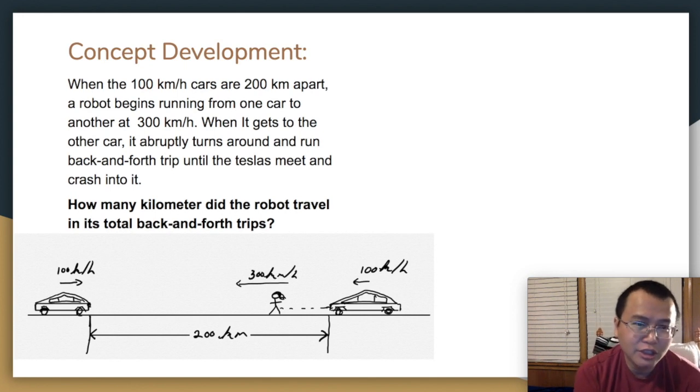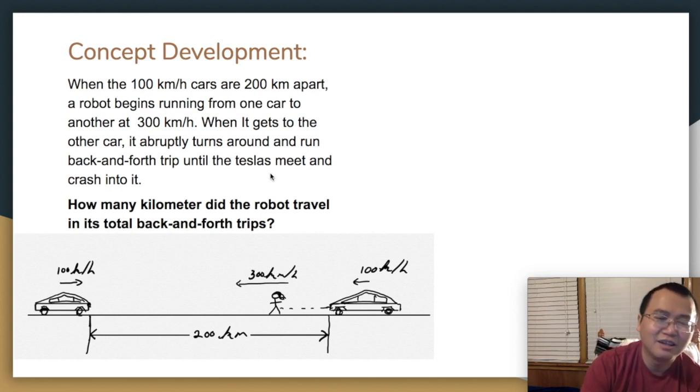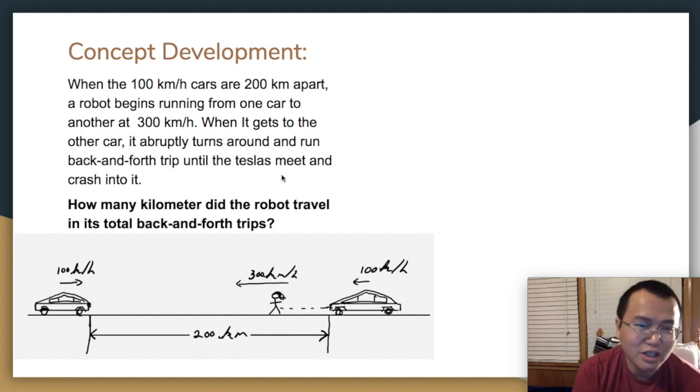The question here is, two cars going 100 km/h are 200 km apart. A robot begins running from one car to another at 300 km/h. When it gets to the other car, it abruptly turns around and runs back, back and forth trip after trip, until the cars meet and crash into it. I misspelled here, I shouldn't say Tesla, this should be a car. How many kilometers did the robot travel in total back and forth trips?